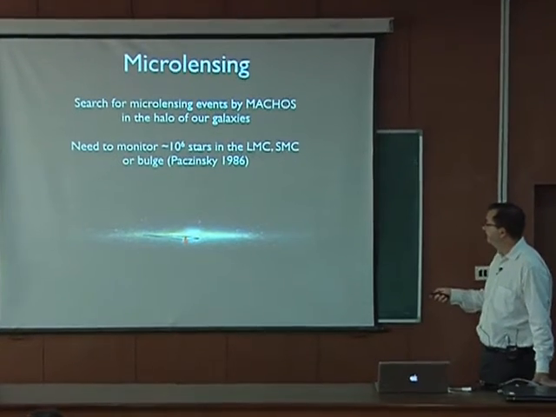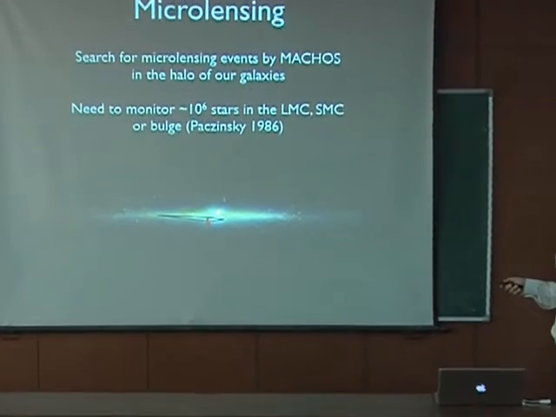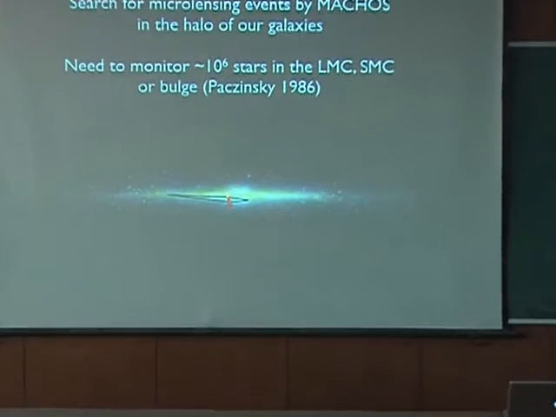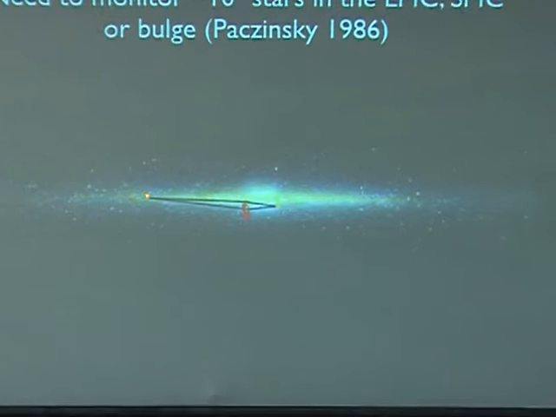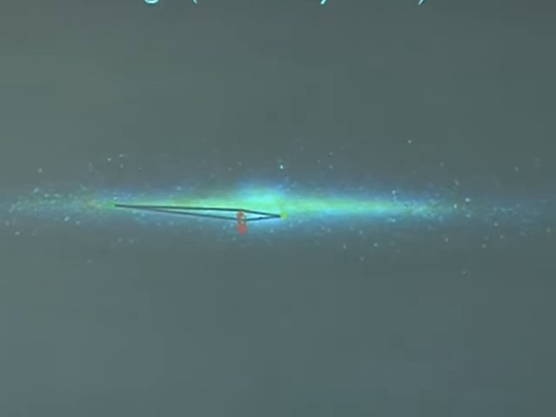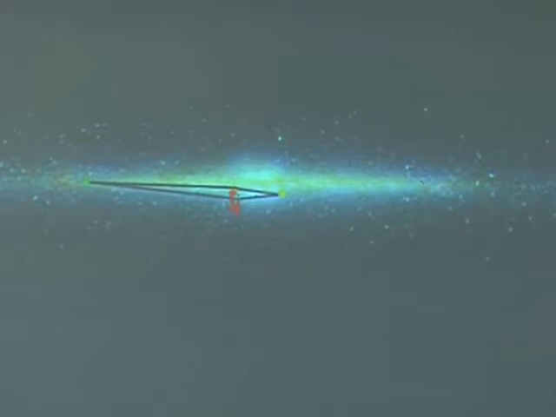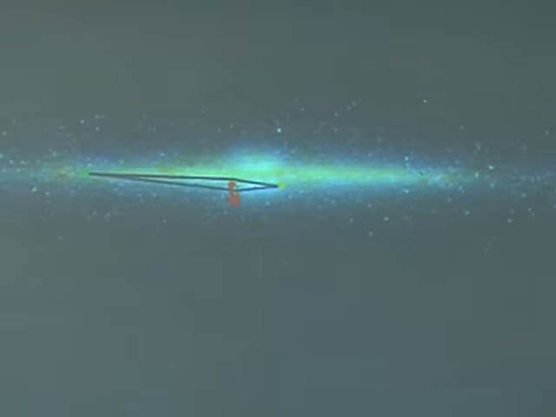And then from time to time, one of these compact objects moves close to the line of sight between the observer, the sun, and this background star. So from time to time, one of these objects moves into the line of sight, and if it's close enough, then it should produce a lensing effect.